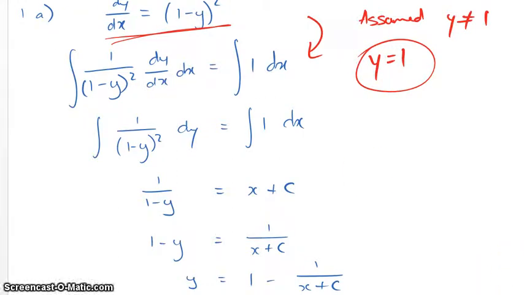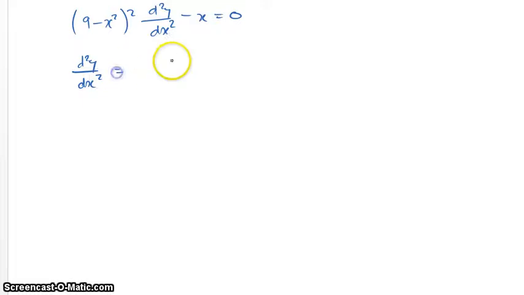Alright, let's take a look at another one. Let's take a look at 1b. In 1b, we have to find the general solution to the differential equation (9 minus x squared) squared d2y dx squared minus x equals 0. So in other words, this is a second order differential equation, because of the second derivative there. So what we want to do is integrate it with respect to x 2 times.